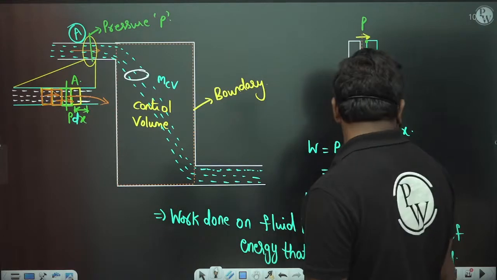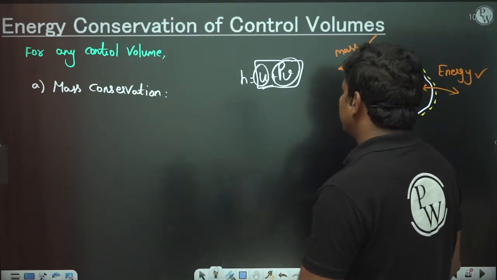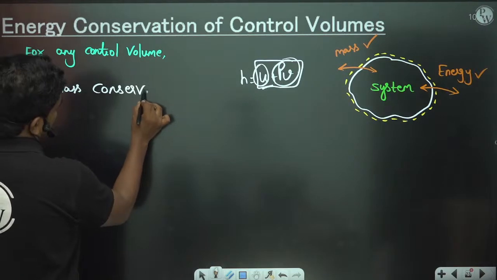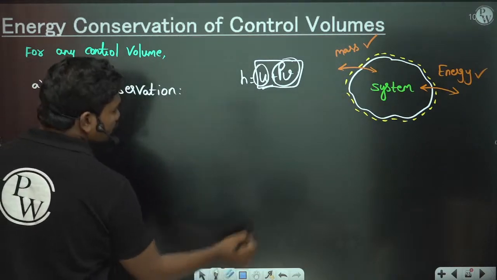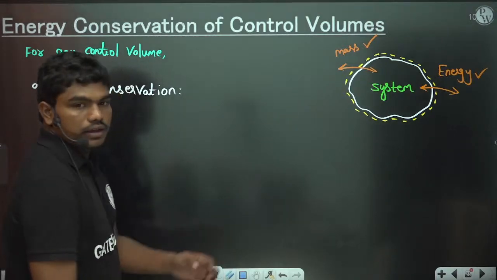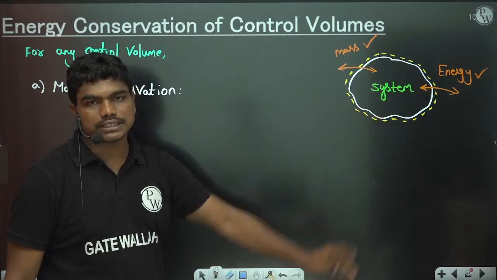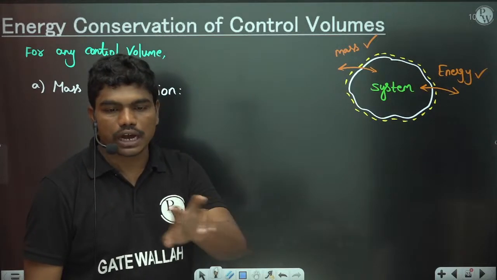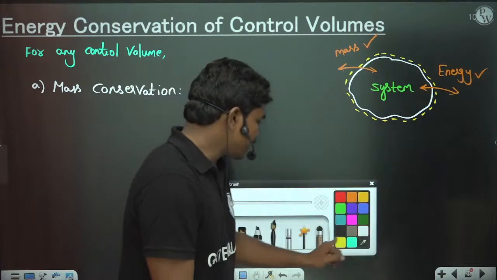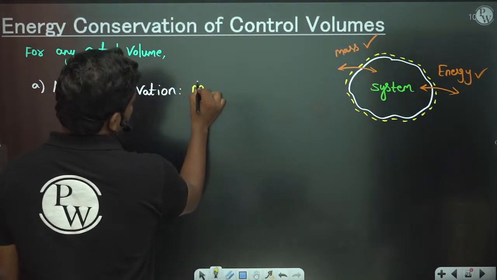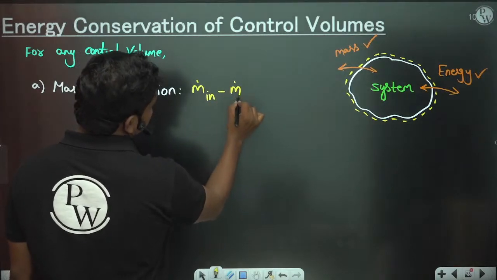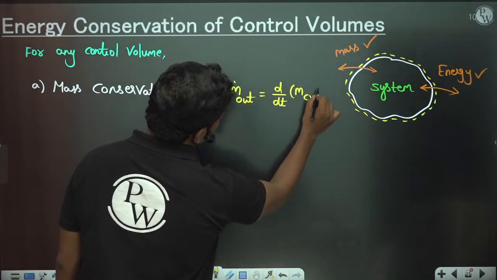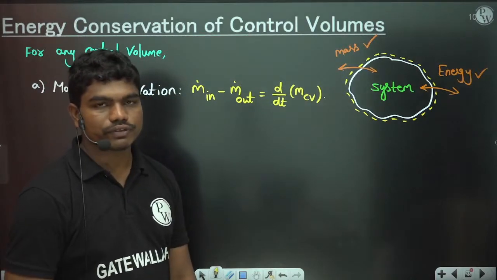Now if you see mass conservation here, the system will have continuous mass inflow and continuous mass outflow. Let us suppose you take a turbine or something like that. Whatever mass is going in and whatever mass is going out, if you take the difference between these two, we can write the rate of mass flowing in, because it is continuous flow, minus the rate of mass coming out, is equal to d by dt of mass of the control volume.